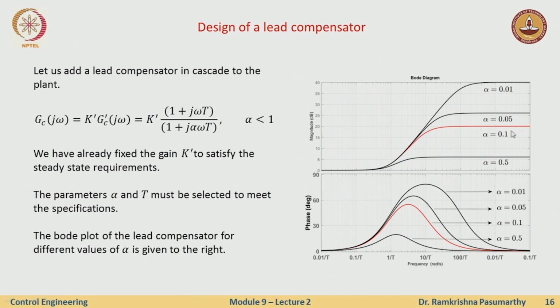So I play around with different values of alpha. For different values of alpha, the Bode plot of the compensator looks something like this. There is an angle here, and the frequency at which the maximum angle occurs keeps shifting to the right, and you have the magnitude plot going this way. You see the low frequency behavior more or less remains the same. There is nothing happening in this region, so we are not disturbing what is happening to the Kv.